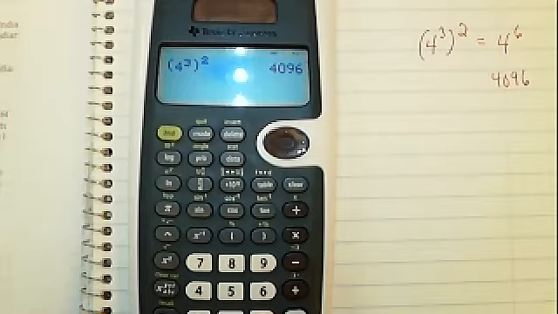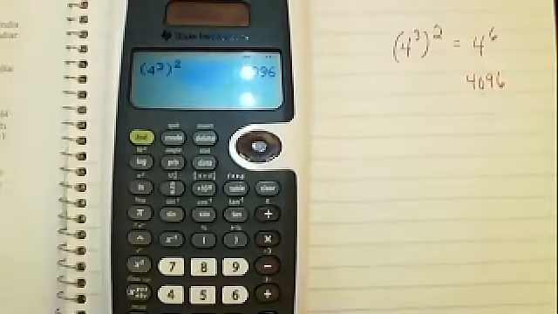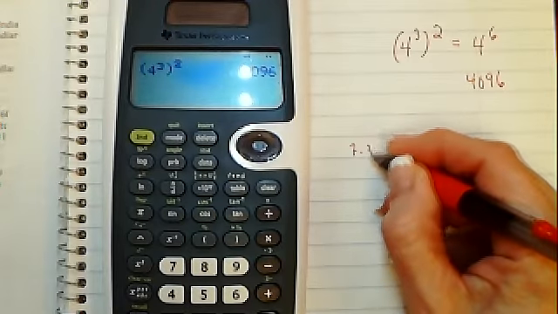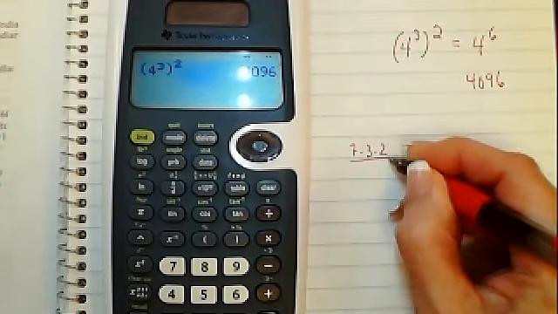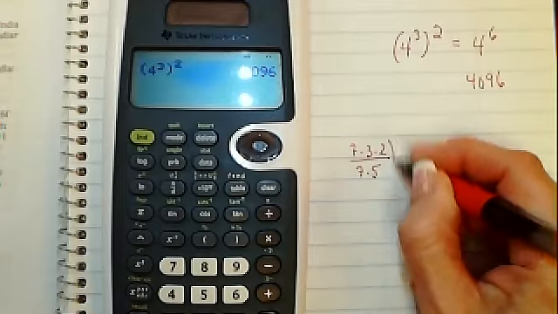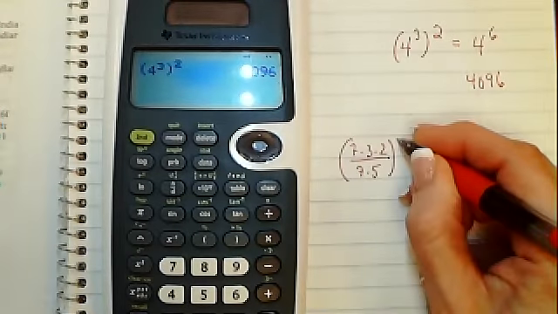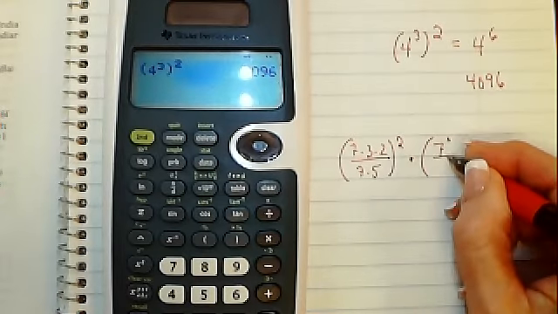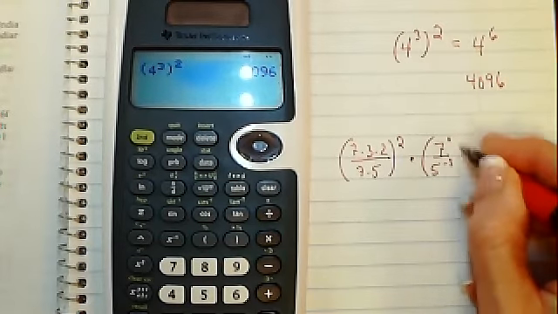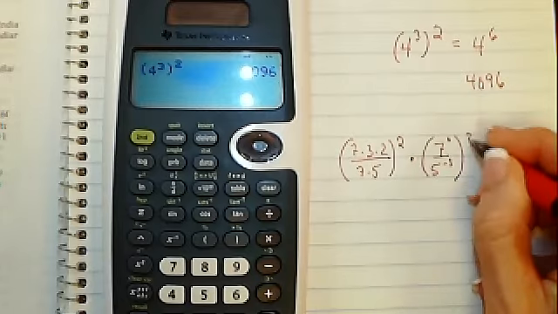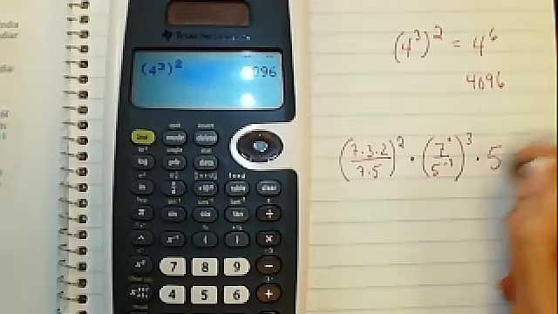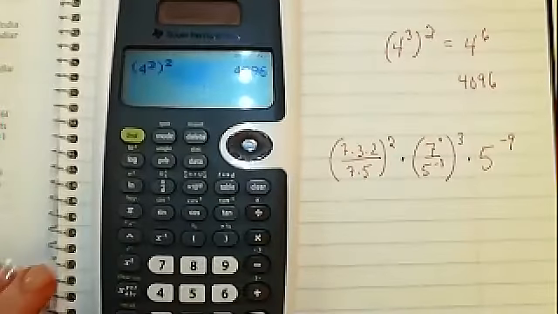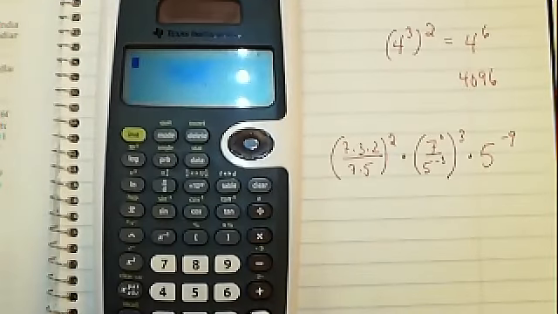This morning we had a pretty complicated math problem. It was number 4 on our practice sheet this morning: 7 times 3 times 2 over 7 times 5, raised to the 2nd power, times 7 to the 0 power over 5 to the negative 3rd, raised to the 3rd power, times 5 to the negative 9th. I showed you guys how we could solve that with paper and pencil, but now I just wanted you to see that typed in the calculator.